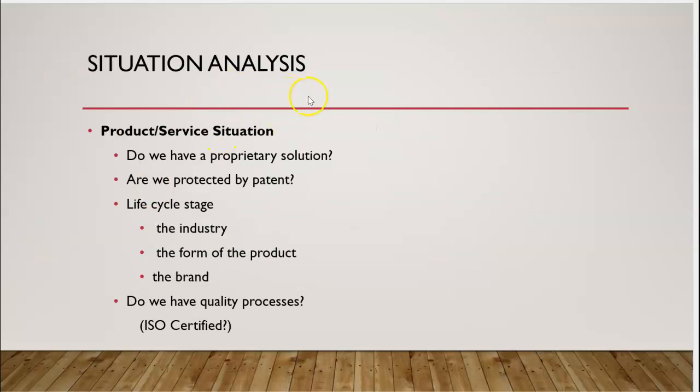And then we look at the situation analysis. Look at their product or the service situation. Do they have a proprietary solution, okay? Or is there a patent that's about to expire? Are we protected by a patent? Life cycle stage for the industry, for the form of the product and the brand. Now, life cycles change all the time, especially now. And do we have quality processes? Is it ISO certified? And I think it's the 9,000 level that does this type of quality certification. I think that's where they are.